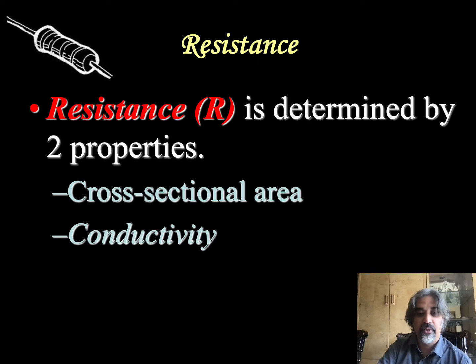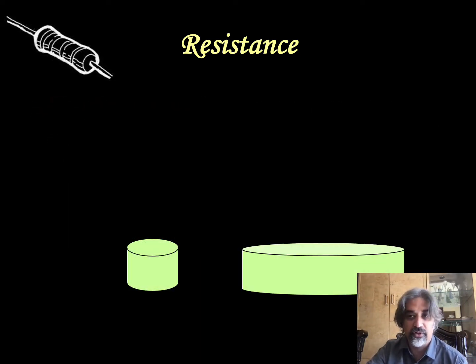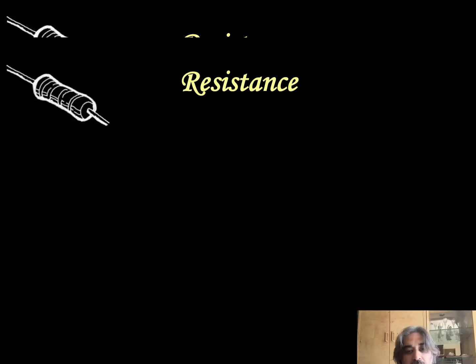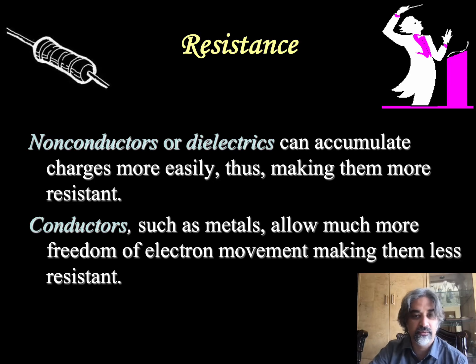And certain materials called non-conductors or dielectrics can accumulate charges more easily, thus making them more resistant. Conductors, such as metals, allow much more freedom of electron movement, making them less resistant, so they're conductors. So here I'm just showing that you can have a greater flow across a larger cross-sectional area, just like the pipe. And non-conductors we just talked about versus conductors.